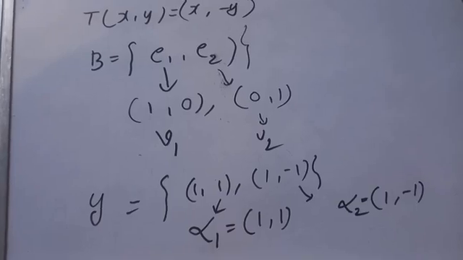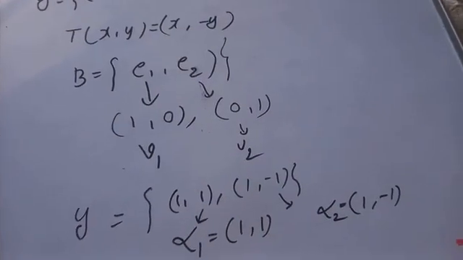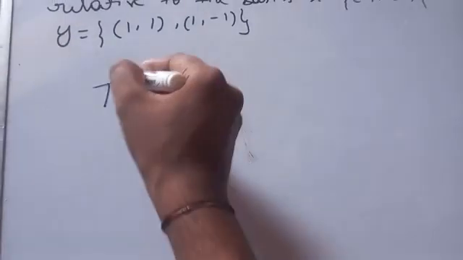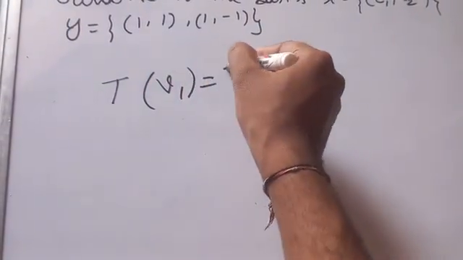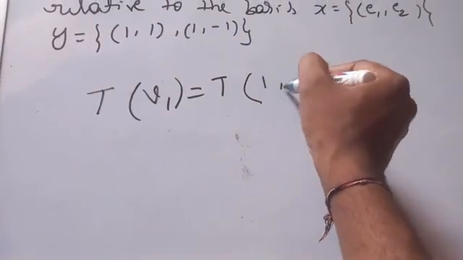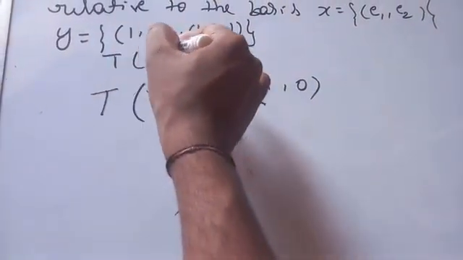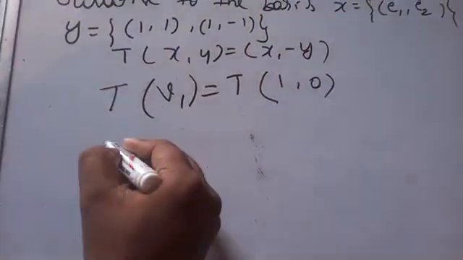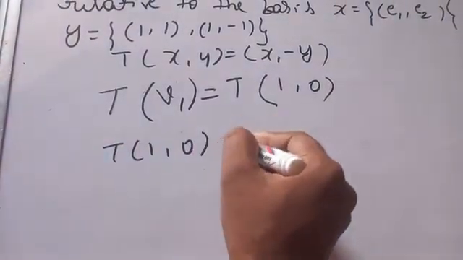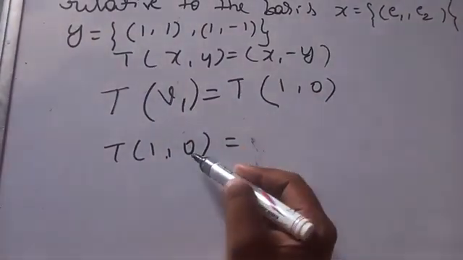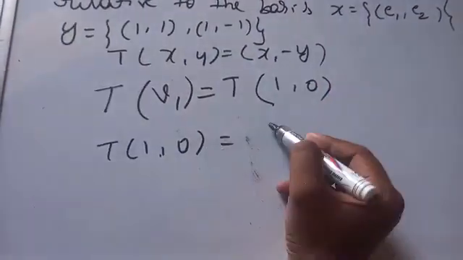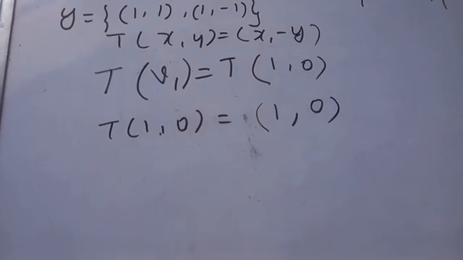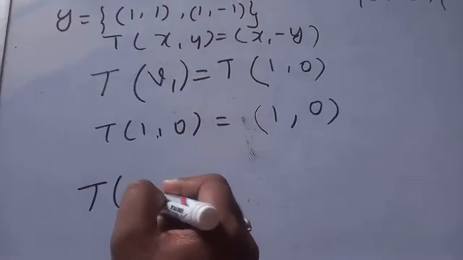Is it right? The first condition is you should find T(v1) and T(v2). T(v1) is what? v1 is (1, 0). Consider the given T(x, y) = (x, -y). So T(1, 0) is what? x equals 1, y equals 0. Putting x equals 1, y equals 0, we get (1, 0). So T(1, 0) equals (1, 0). Next we should find T(v2).